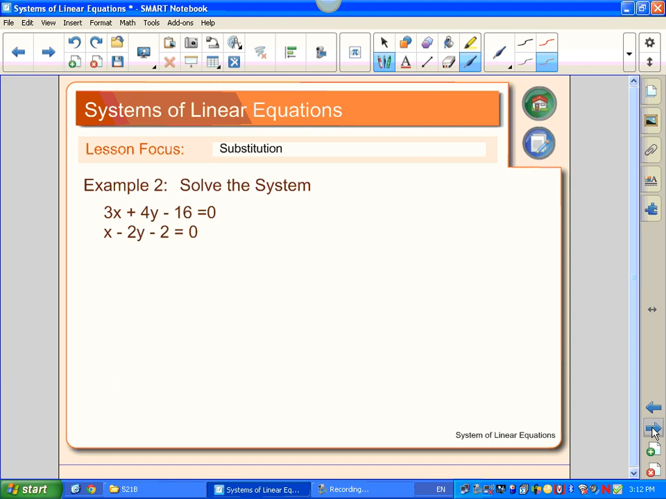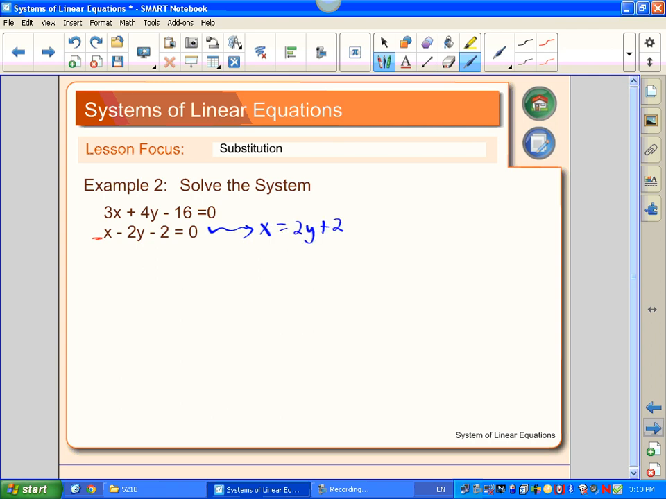Well, let's look at this example. You may want to pause and try it on your own. I'm going to use substitution. You could use elimination, but I'm going to use substitution because I do have a variable that has a coefficient of 1, so I can use that. I'm going to solve this for x, so x is equal to 2y plus 2.